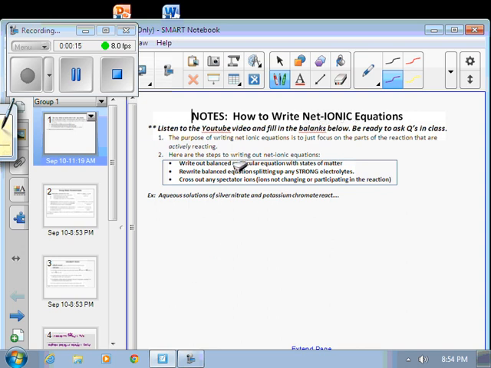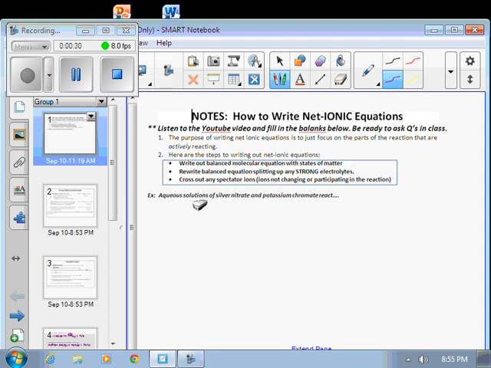The whole purpose of this is just to write normal chemical reactions, balance them just like you always have, but we're going to focus on the parts of the reaction that are actively reacting. Okay, so it's just a couple more steps from what you normally know how to do. Okay, first step. Let's just do an example.